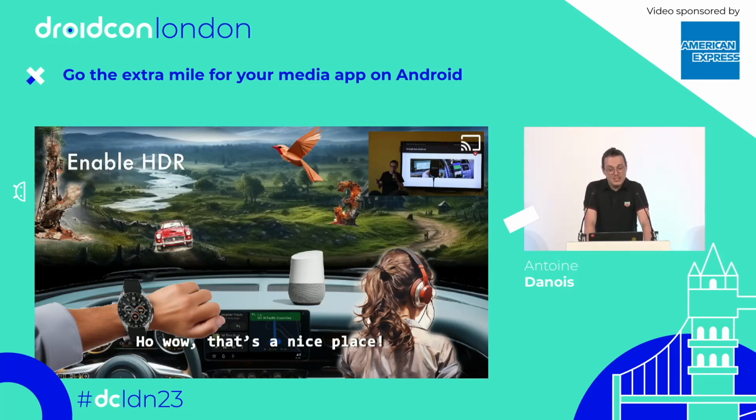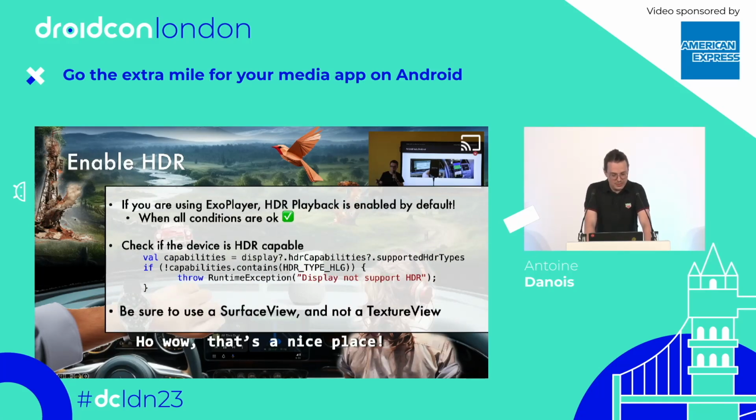Also, you can enable HDR. If your video content is supporting HDR, it will be enabled by default if, obviously, all the conditions are met. With this bit of code, you can check if the device is HDR capable. And you have to be sure to use a surface view, not a texture view. If you are using a texture view, it will fall back to SDR to show the content. But if you are using surface view and the device is capable and your content is capable, it will be shown in HDR.